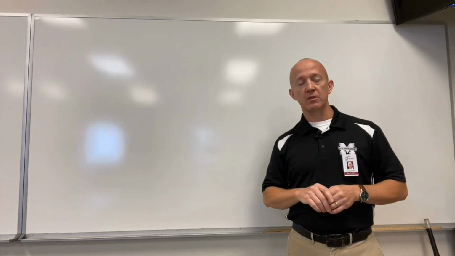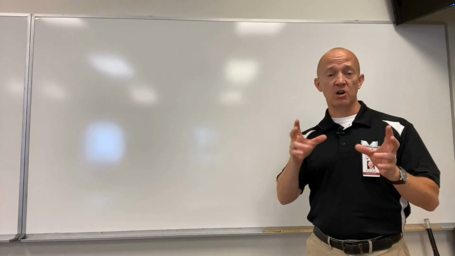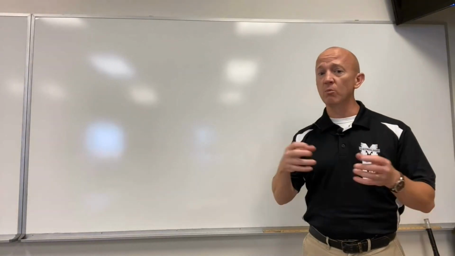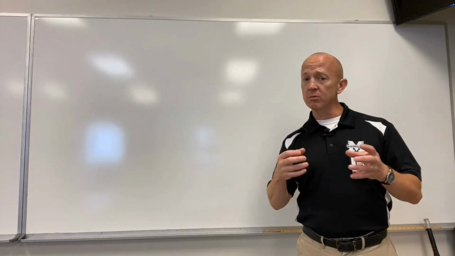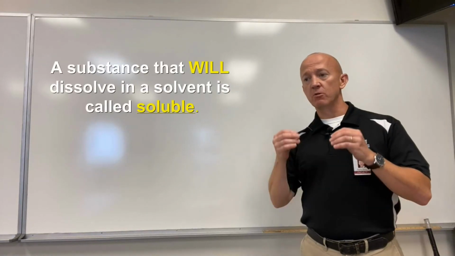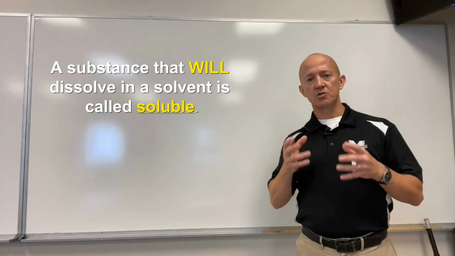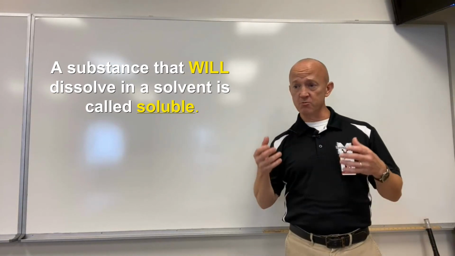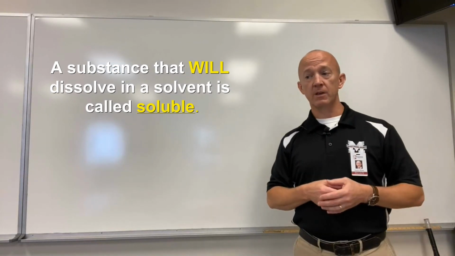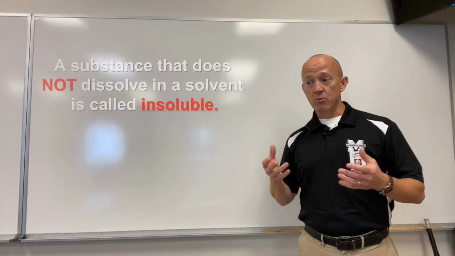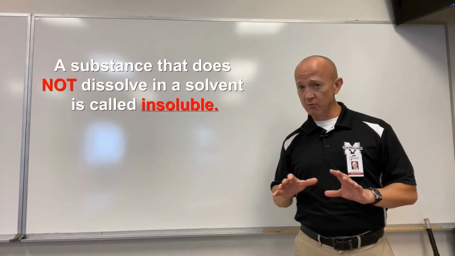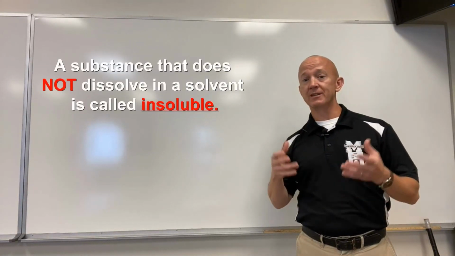One more thing we have to do in this section, and that is to talk about some terms we use to describe things that will blend together and things that won't blend together. If we have a substance that will dissolve readily in a solvent, we call it soluble. For example, sugar is readily dissolvable in water. It is soluble.